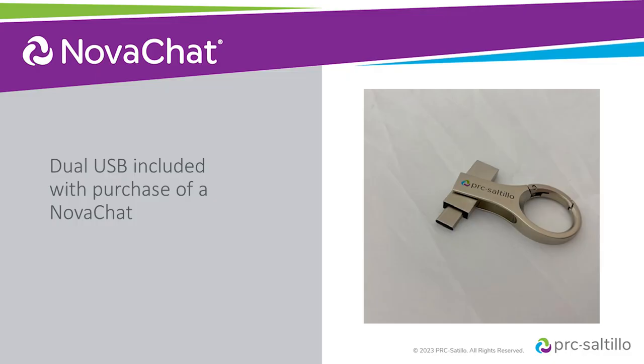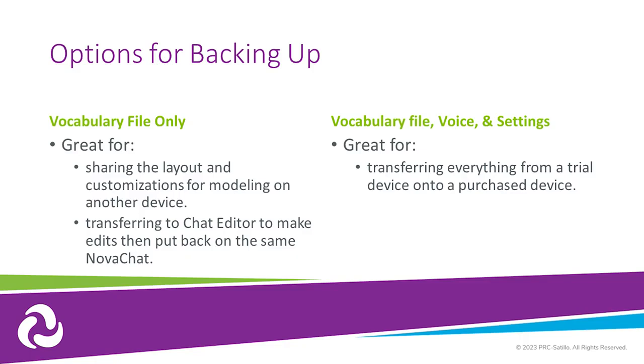You can use the dual USB that comes with your NovaChat to back up and transfer your customized vocabulary file. Start by swiveling it so that the smaller side is visible. For some NovaChat devices, this will be a USB-C end, and for some NovaChat devices, this may be a micro USB end. There are two options for backing up things on your NovaChat.